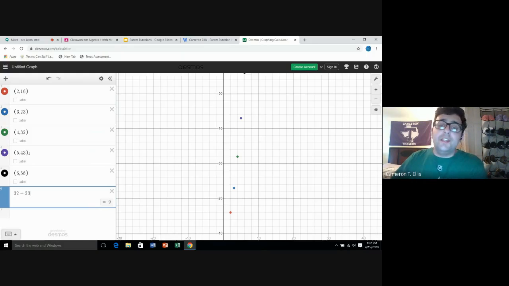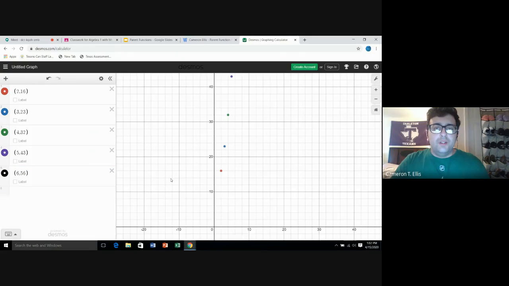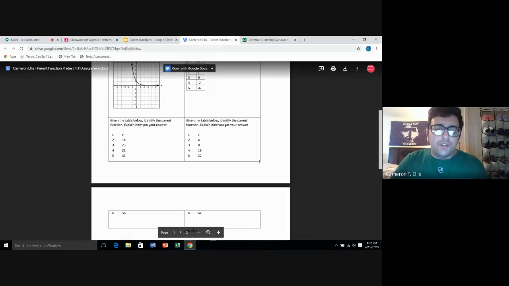So I don't think it's linear here, but it doesn't look exactly quadratic because these aren't going up by squares, right? Going up a little bit slower. So it's got to be either exponential or quadratic. It doesn't look exactly quadratic, though. Okay, let's try the last one.